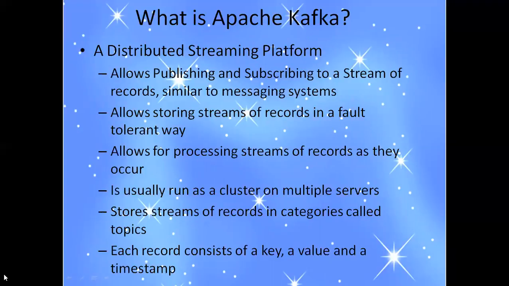Kafka is a distributed streaming platform. What it gives you is a mechanism to publish and subscribe to a stream of records, a stream of records that you can identify by a name. That stream of records is called a topic. And it has some fault tolerance and things like that.